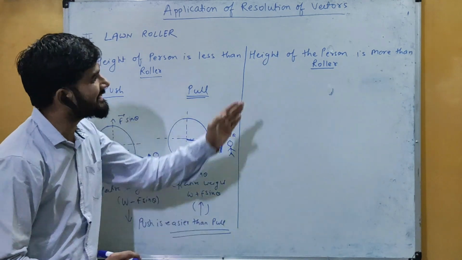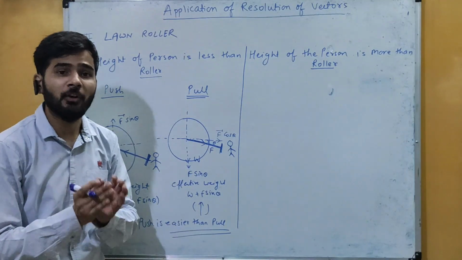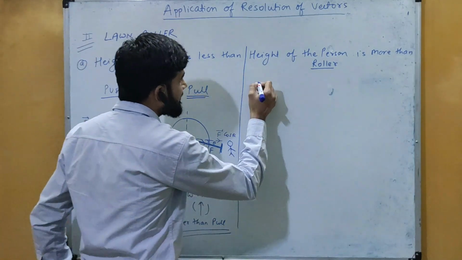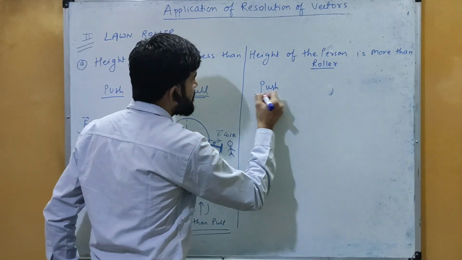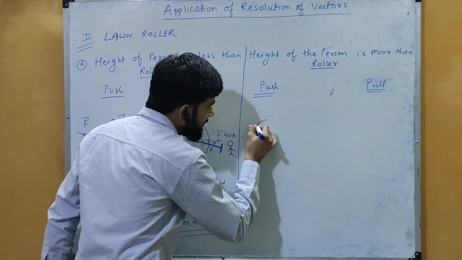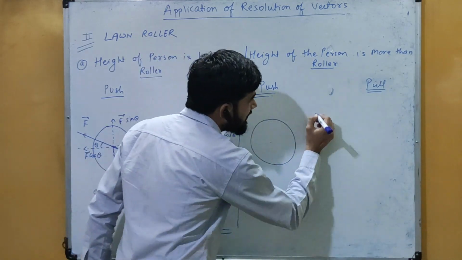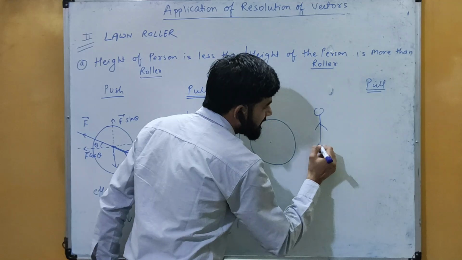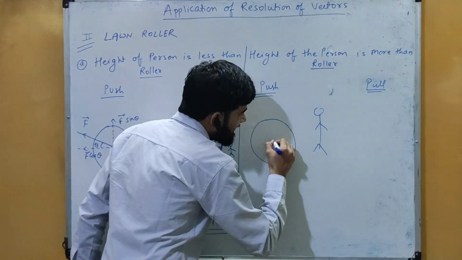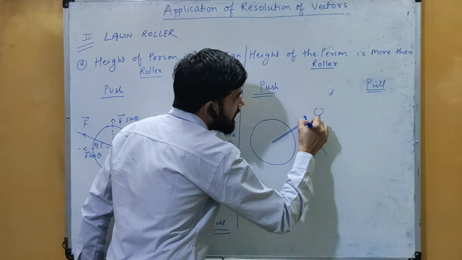Okay, now we will consider the other case, that is, the height of the person is more than the height of the roller. Here we will assume this side to be the case of push and this side to be the case of pull. This is the lawn roller, and this is the center of that roller. Here we have that person who is standing here, and this is the handle of the roller through which that person will push the roller.